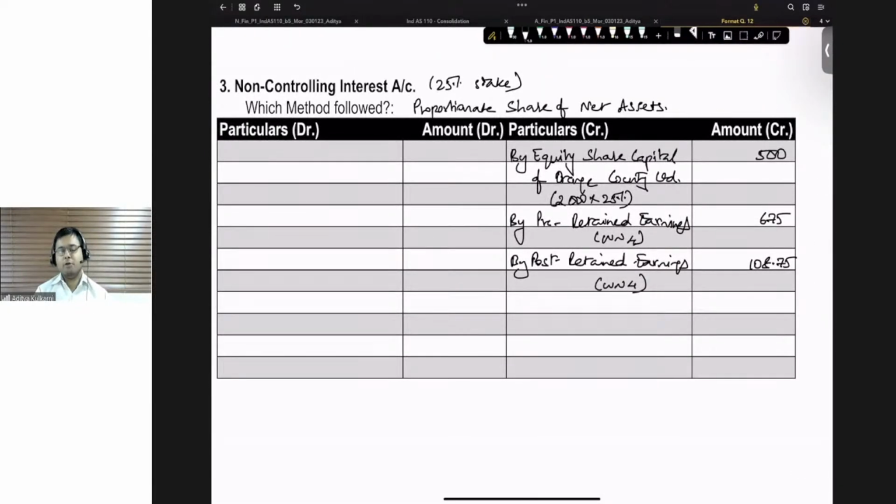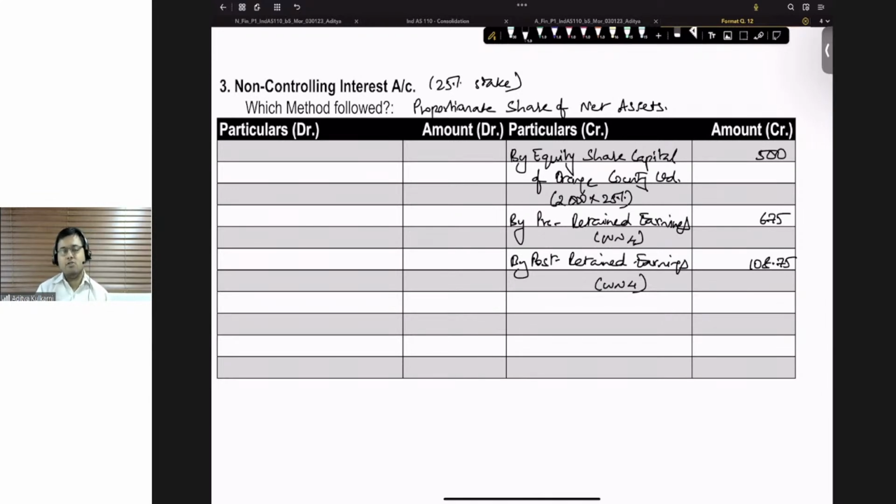Sir, we are following proportionate share of net assets. In proportionate share of net assets, you only tell me, will NCI have a share in the goodwill? No share. Because NCI will get a share only if NCI is at fair value. We saw this in detail. In this case, it is proportionate share of net assets. So NCI has no share in the goodwill.